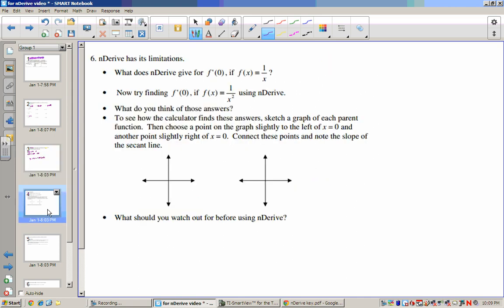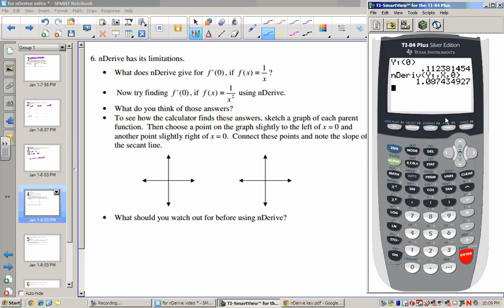All right, this next problem is going to ask us to consider what happens with our function 1 over x and 1 over x squared. So let's start with a clear screen. Those are really easy functions, so I'm going to just put them right into nDerive. So I'm going to do 1 divided by x, which is my function, comma, x, comma, and I'm looking for the derivative at 0. I'm going to press enter, and oh, that's a big number.